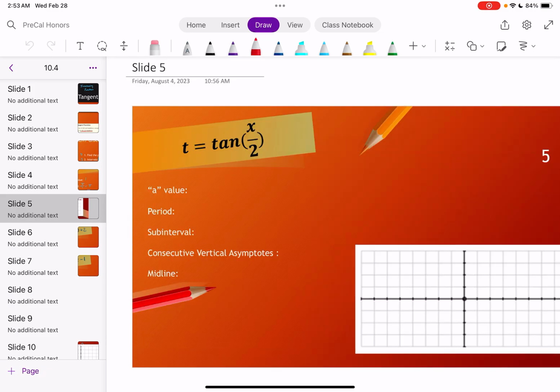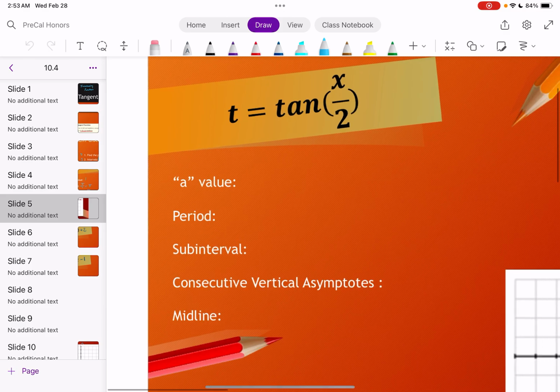Let's go ahead and take a look at slide 5. In slide 5, we can see that we're going to begin with tangent of x over 2. We go ahead and solve the beginning portion just as we would any other equation. A value would be 1.